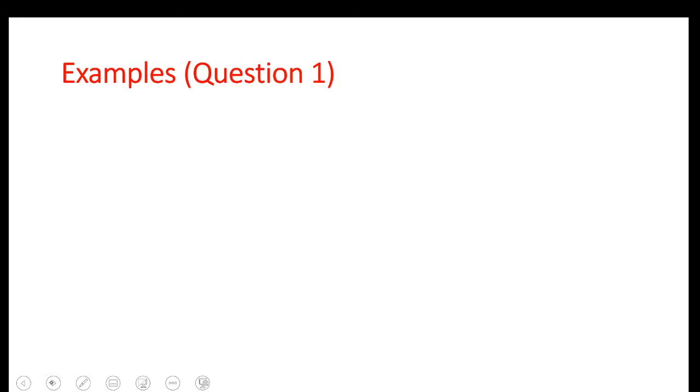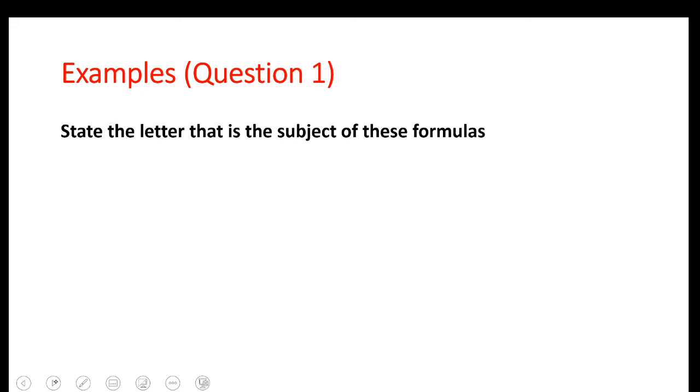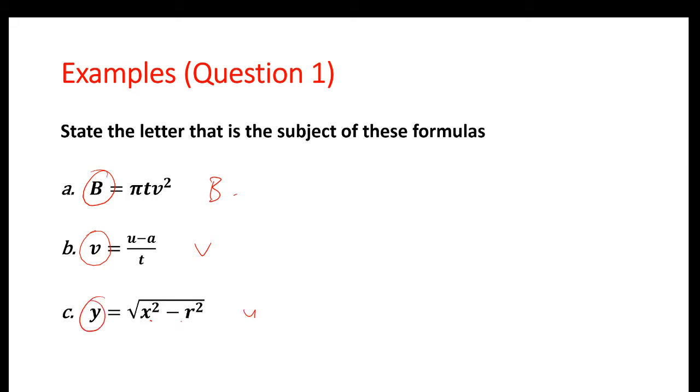So question 1. State the letter that is the subject of these formulas. This is pretty easy. What's the subject? Well, it's the one that's by itself. In this case, it is the B. This one, again, it's the one that's by itself. That's V. And the one that's by itself, that is Y.